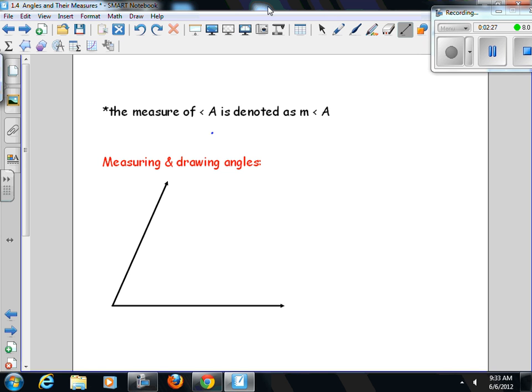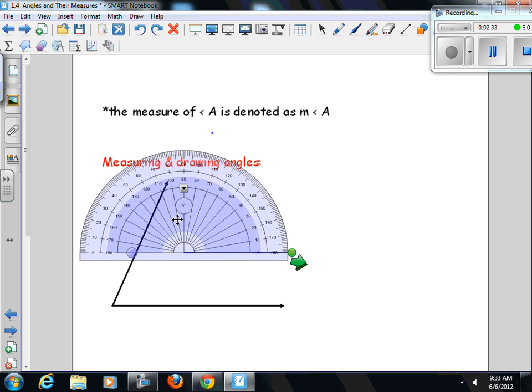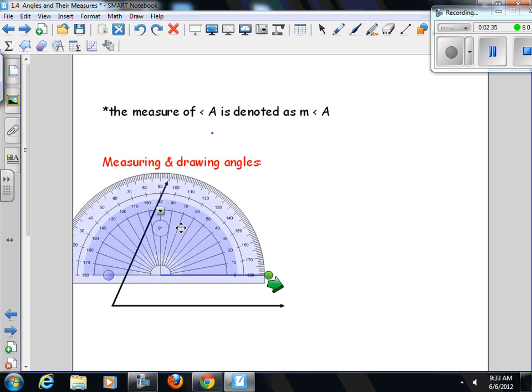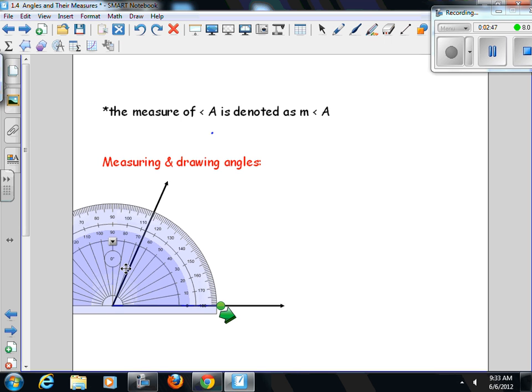So I'm going to take my protractor. I have a protractor tool here, and I'm going to move it. This point here, right in the center at the bottom of the protractor, is going to go right over the vertex. So I'm going to drag that so it goes over the vertex, and my line lines up with the line on the bottom of the protractor. It lines up with 0 and 180.